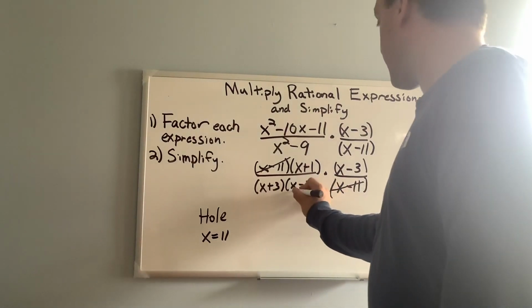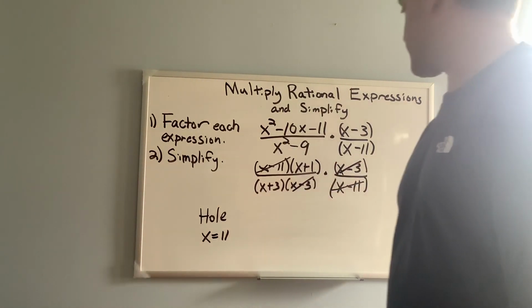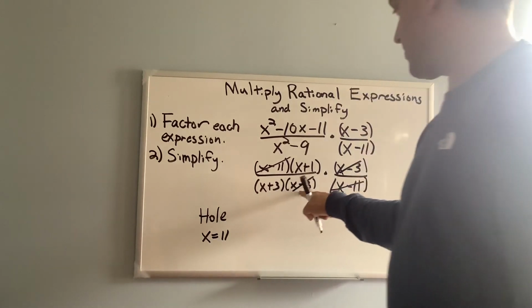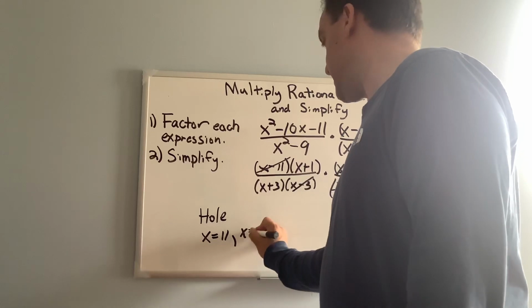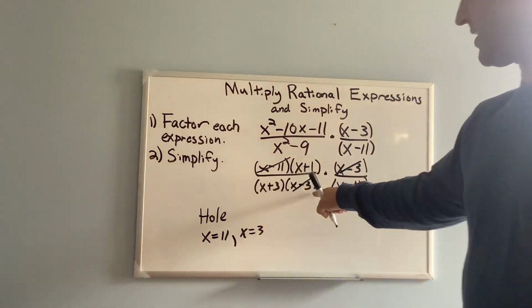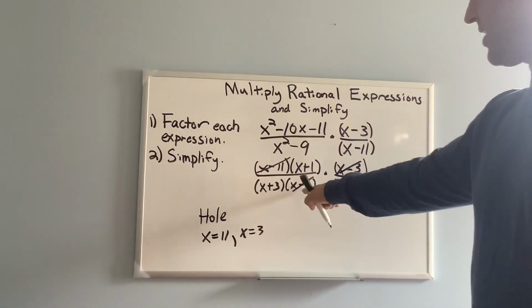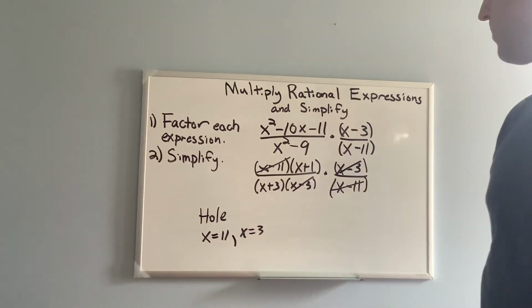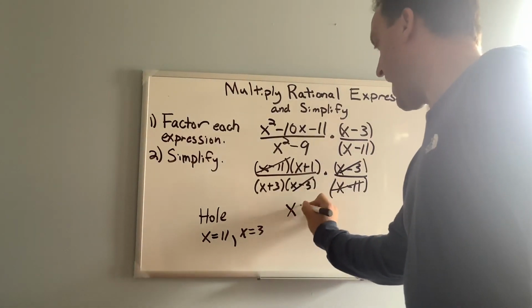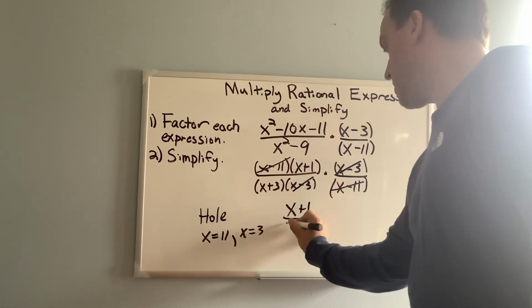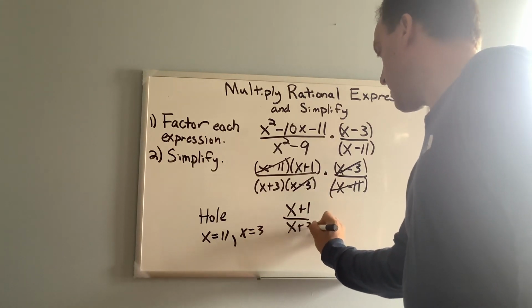Same thing here. We have x minus 3 that would cancel out. And the expression x minus 3 is 0 if x is equal to 3, because 3 minus 3 is 0. And you can't have the denominator have a part that's 0. So as I look at the rest of my expression, we have x plus 1 divided by x plus 3.